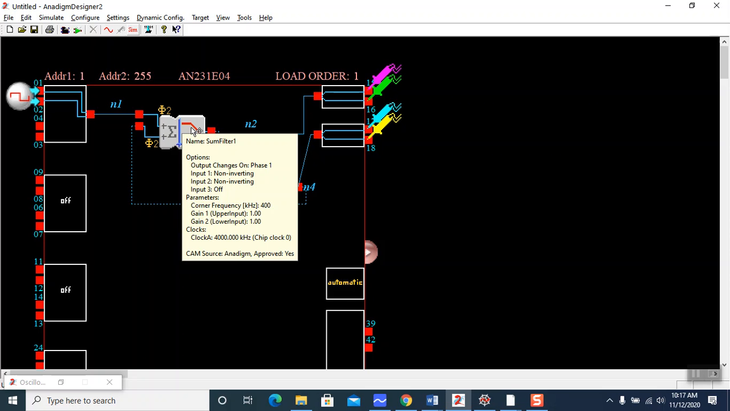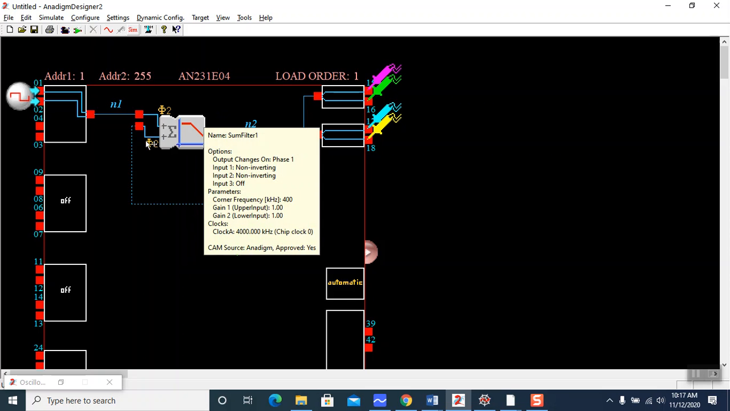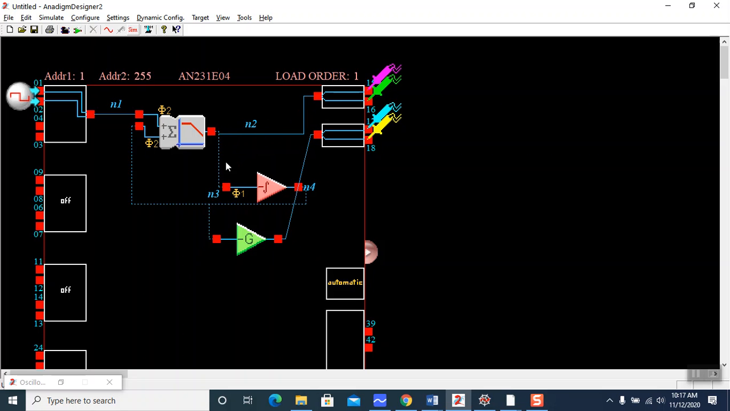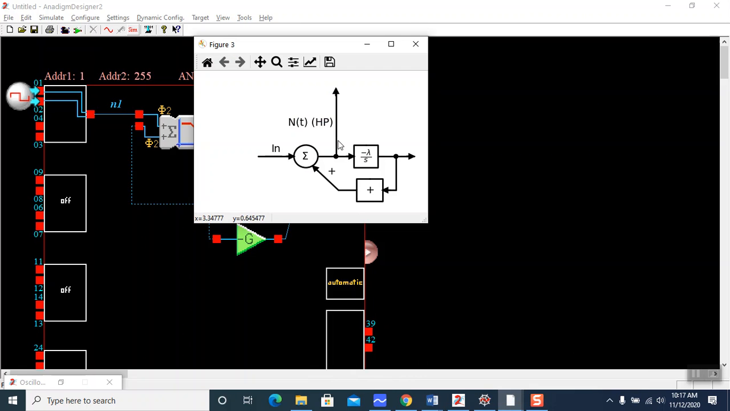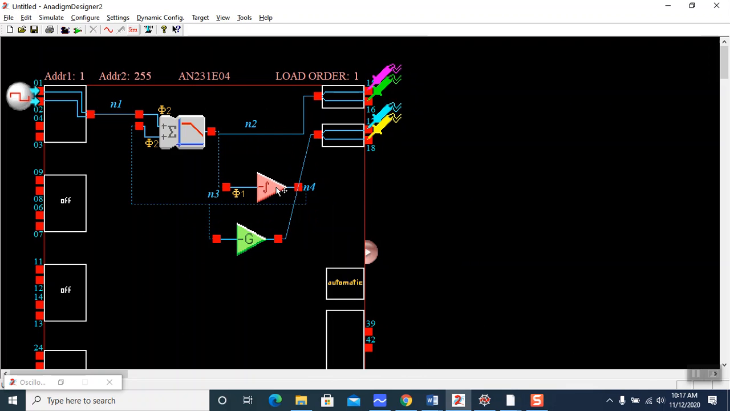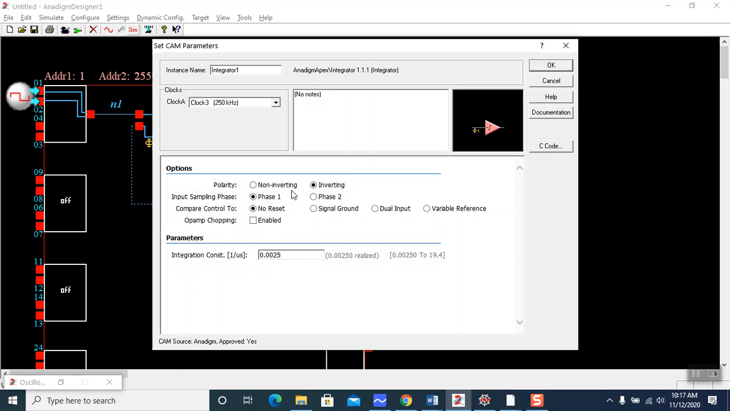So we're fine, right? This output here is in fact the output. N2 would be the high pass node, or the output in question. Then it goes through an integrator, which we set a time constant. The smallest we can get is 0.0025 divided by a microsecond. That's where we get our 25 from, right? We've made it inverting, and we set the clock to 250 kilohertz.